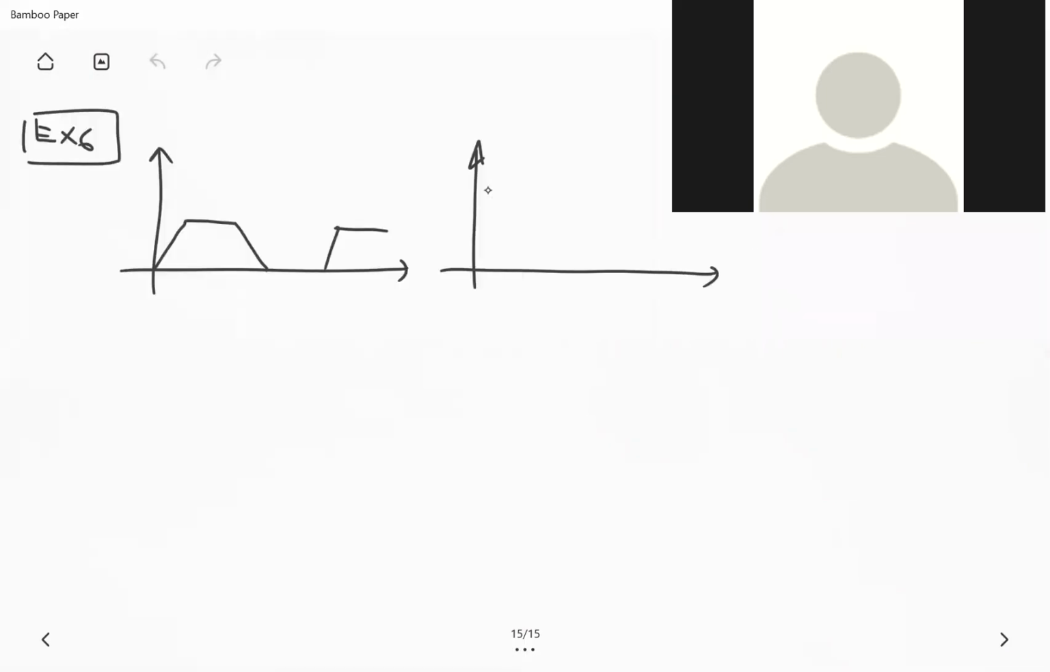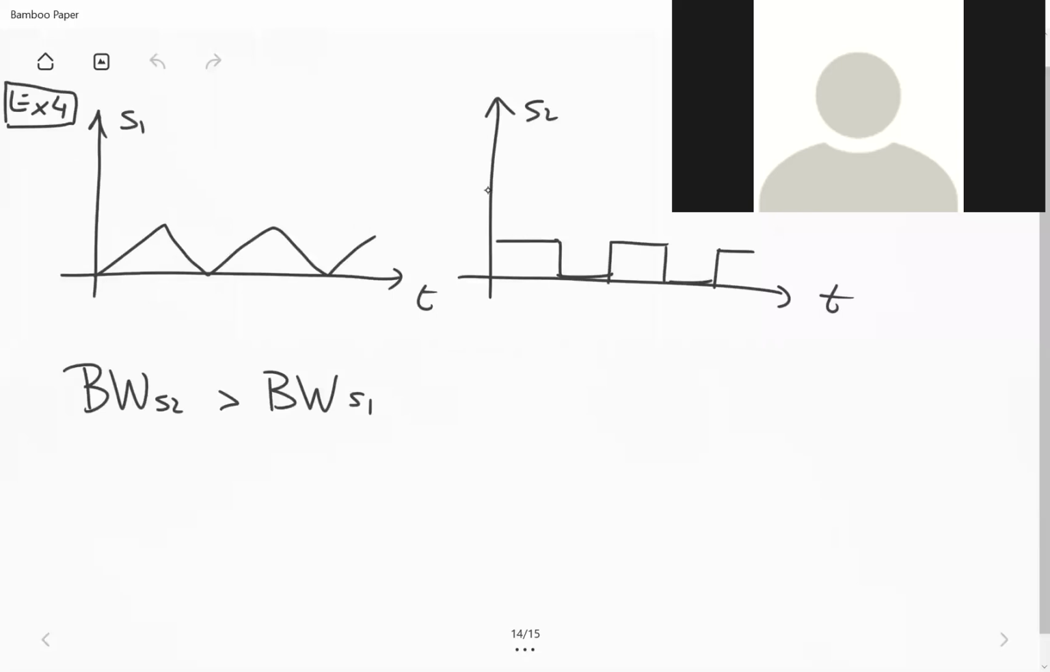So I change here. Should be exercise 5. Previous was 4. So I changed the number.